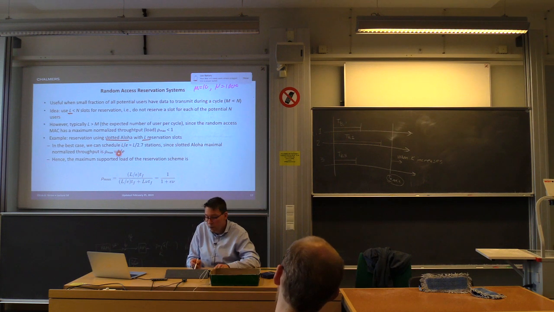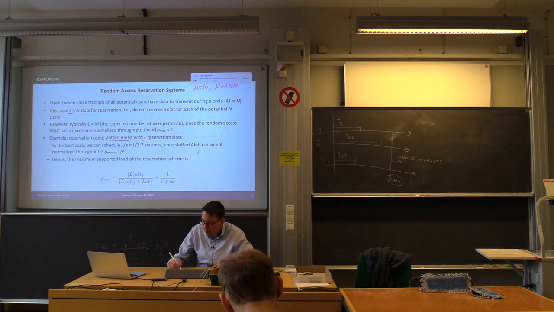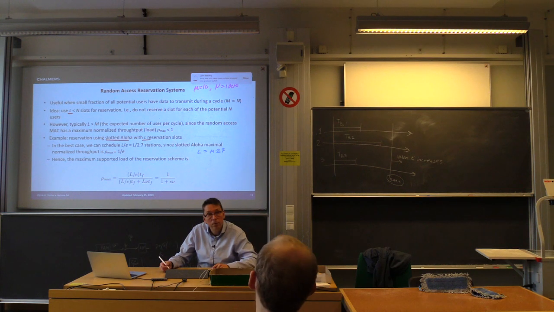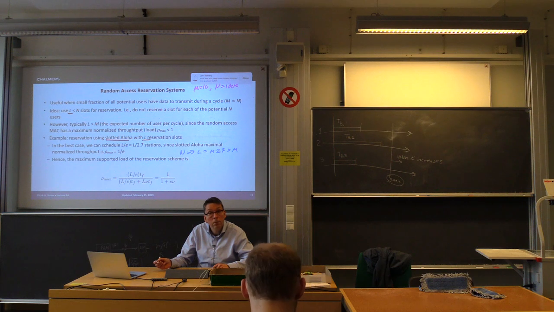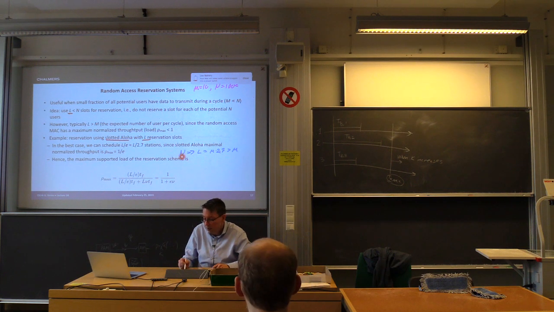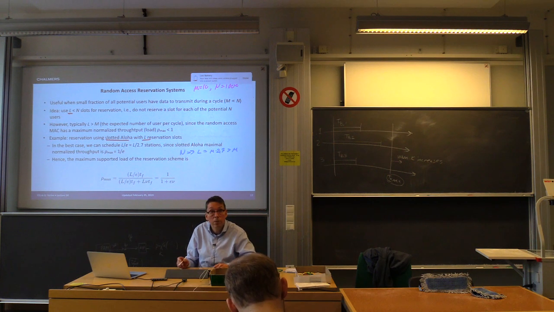Which means that L must be chosen to be M times 2.7 in this case, which is of course greater than M, but this is still beneficial if it is much less than N. The premise is that N is much larger than M, and if M times 2.7, which is equal to L, is still much less than N, then this is a good scheme. If not, then it's not a good scheme.